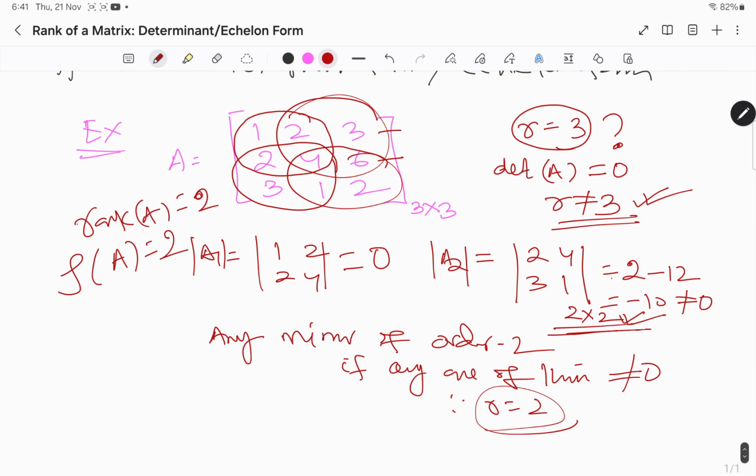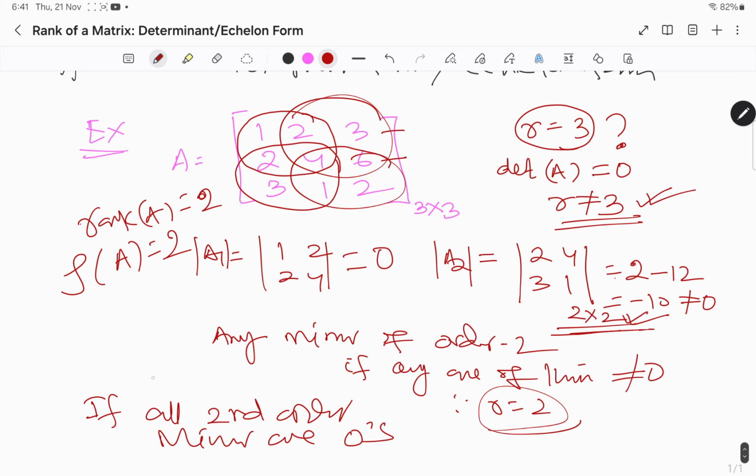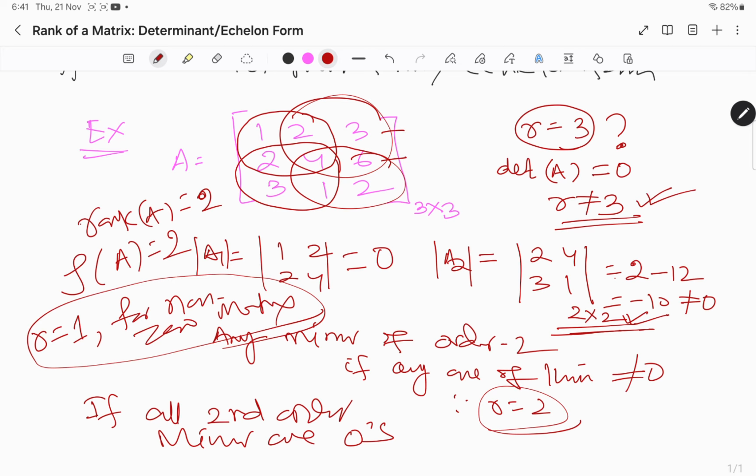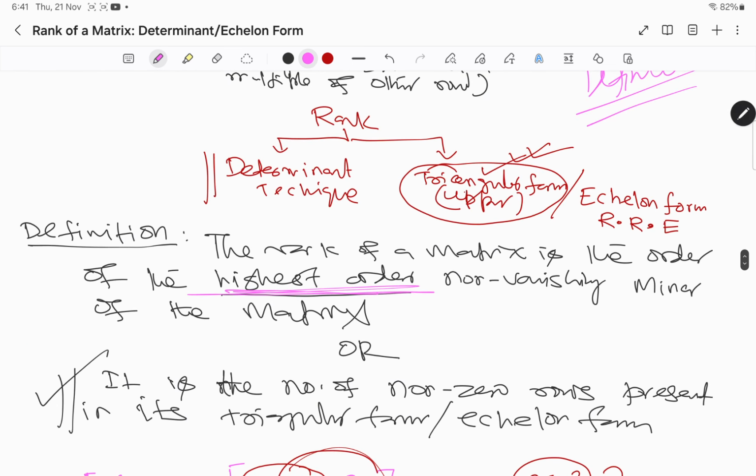If all second order minors are 0, and if it is a non-zero matrix, then the rank is 1. Rank is 1 for a non-zero matrix. So in this matrix, the answer is rank is equal to 2 here. Okay, so I think the definition is clear. The rank of a matrix is the order of the highest order non-vanishing minor.